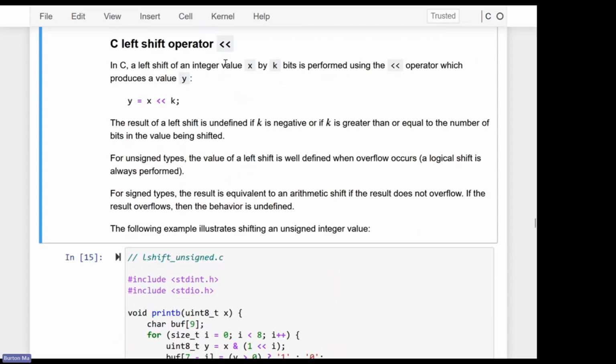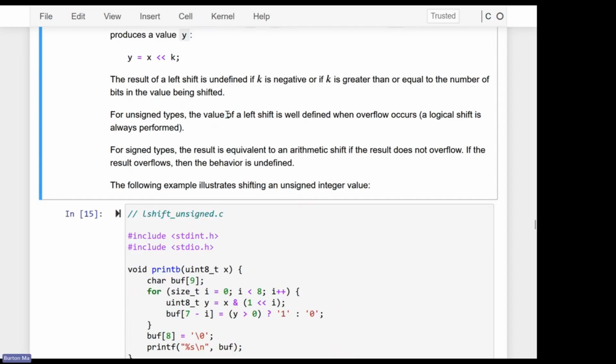So how do you shift left in C? It's the less-than operator. So x << k shifts x k bits to the left. If k is negative, or if k is greater than or equal to the number of bits in the value being shifted, the result is undefined.